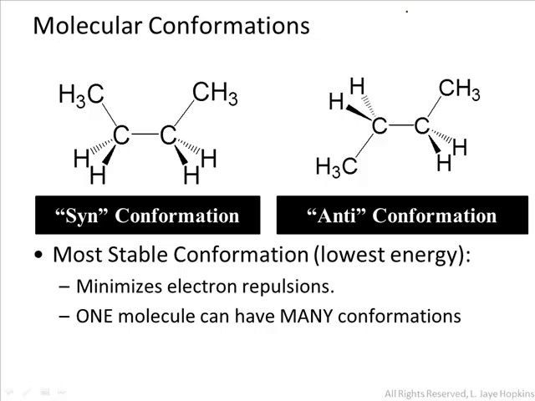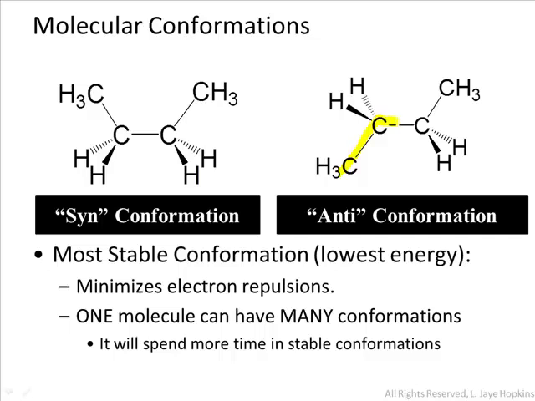Remember, however, that one molecule can have many conformations. It's simply that it'll spend most of its time in the most stable conformation. In fact, this explains a little bit of why alkanes are so stable when they form a zigzag structure. The zigzag structure is actually an anti-conformation because it keeps the carbon chain as far apart from itself as possible. The syn conformation, on the other hand, would actually put the chain closer together, and that's less stable.